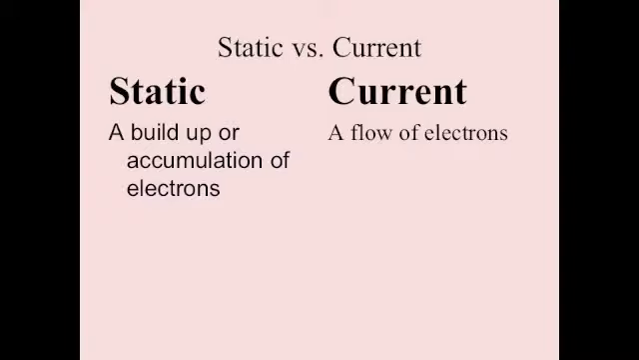Our learning target today was to be able to describe both static and current electricity. Let's see if we achieve that. Static electricity is the buildup or accumulation of charges, whereas current electricity is the flow of electrons. Of course, we know much more about these two topics, but very simply put, static is the buildup of electrons and current is the flow of electrons.